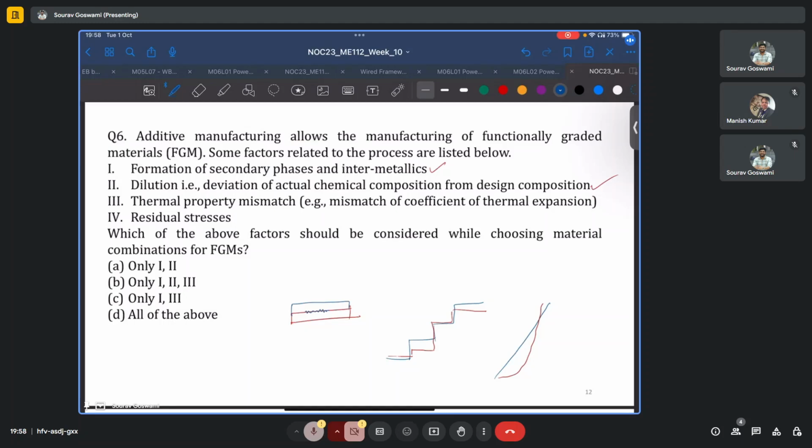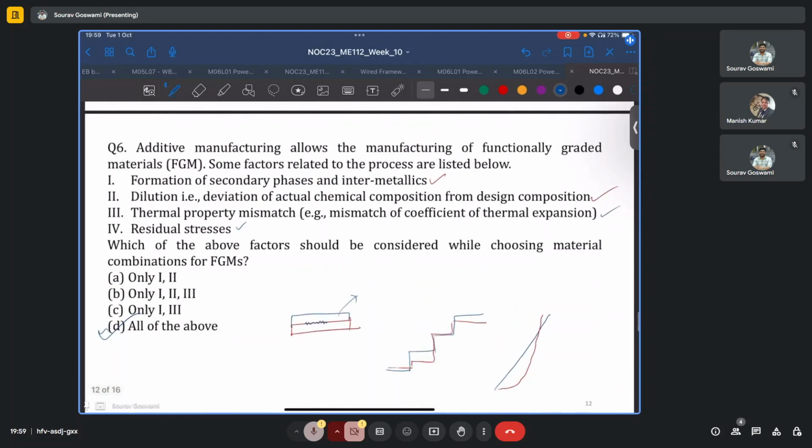And I've also seen very nice videos where these residual stresses are shown to just spring this material away almost in an explosive fashion because of the very large mismatch in thermal properties. And residual stresses, as we saw, can lead to cracking. So all of these factors are very important considerations when we are selecting materials for building an FGM.